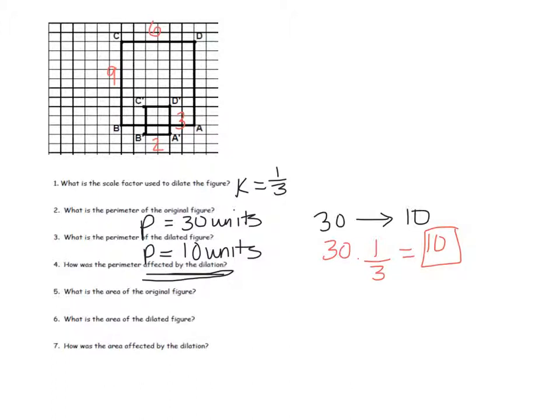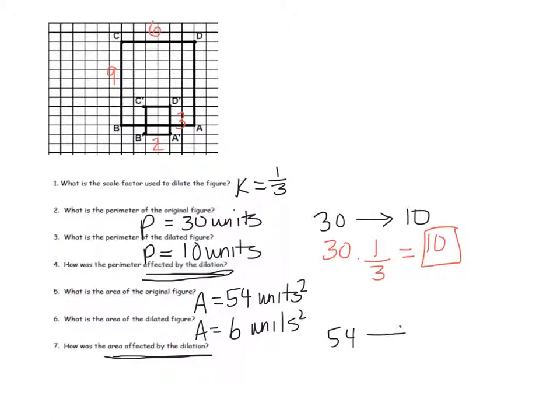Now we're going to do the same thing for the area. This time the area is going to be the length times the width. So here I find that the area of the original figure was 54 units squared, and the area of the dilated figure was 6 units squared. Now, finding how the area was affected by the dilation is a little bit more challenging. In this case, we're looking at how did 54 become 6? This one's not as obvious.